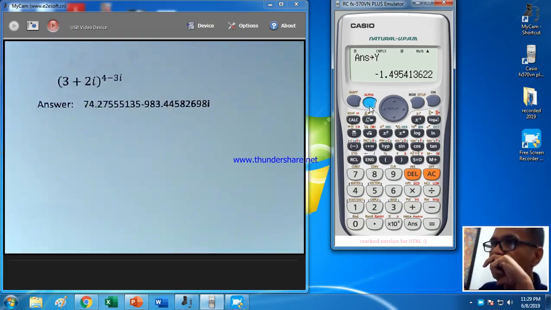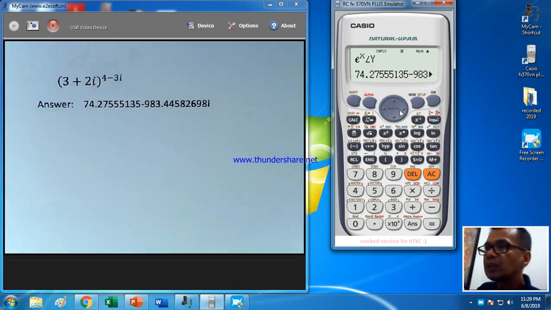The value is alpha e raised to the X, and then angle shift minus alpha Y. This is now the answer, 74.278 minus 983. My next discussion will be, later on, the rationale or the reason behind all the steps that I did.